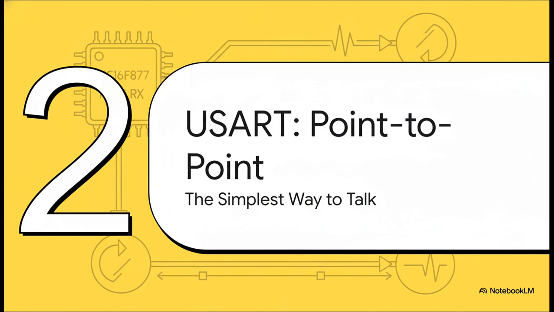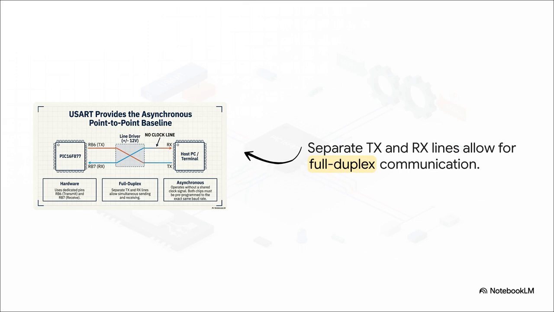Okay, let's jump into our first protocol. USART. You can think of this as the most basic, direct, one-on-one conversation your microcontroller can have. It's perfect for simple, dedicated connections. The real beauty of USART is just how simple it is. You've got two wires, that's it. One for transmitting data out, the TX pin, and one for receiving data in, the RX pin. And since they're separate, the chip can actually talk and listen at the exact same time. We call that full duplex.